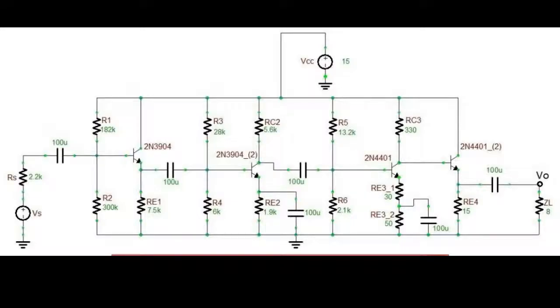A very important thing to keep in mind right off the bat is the biasing of each of these transistors. I chose a VCC of 15 volts, so for each of these transistors to have a Q point in the center of their load line, I need to have a VCE of 7.5 volts.